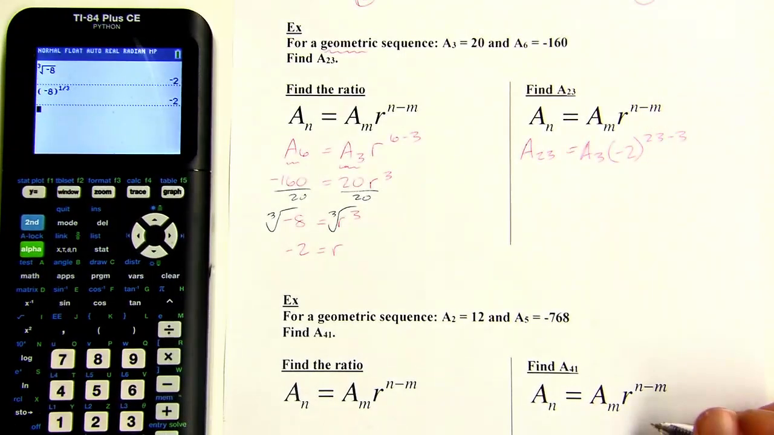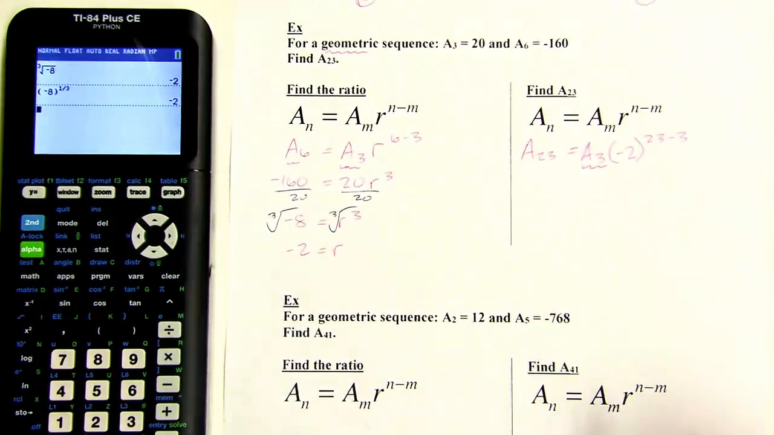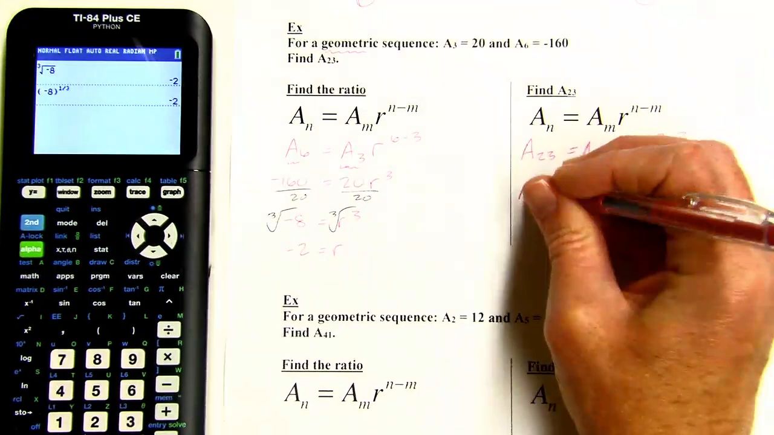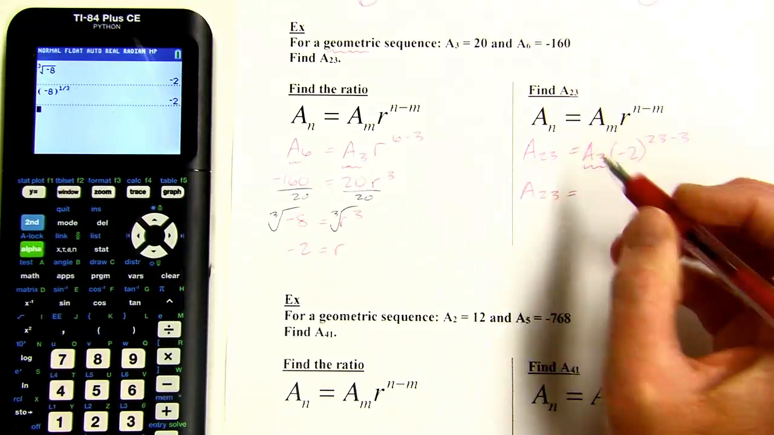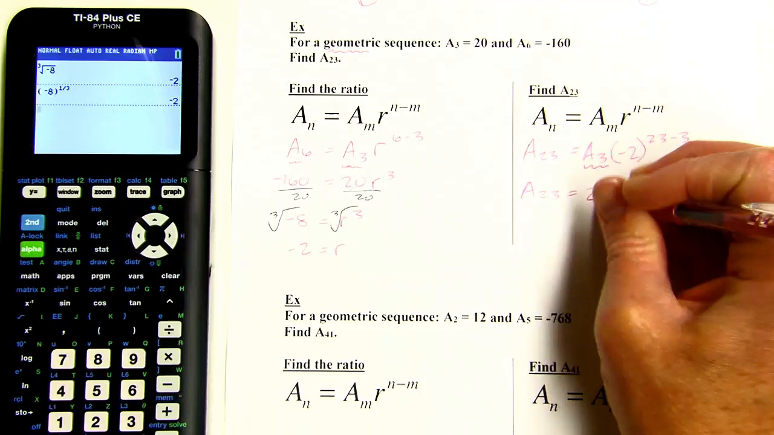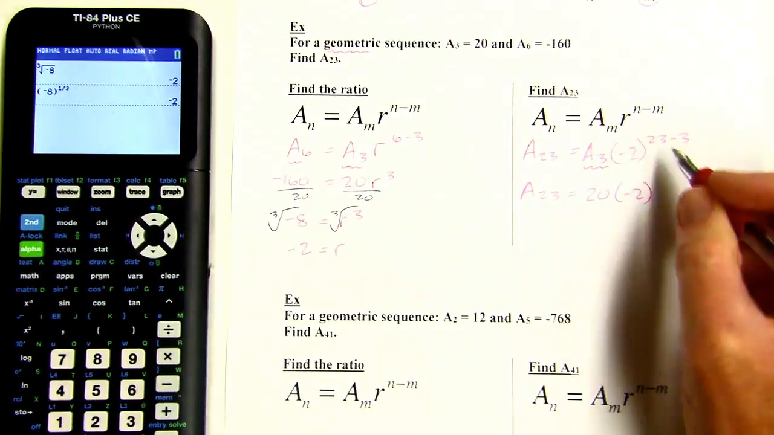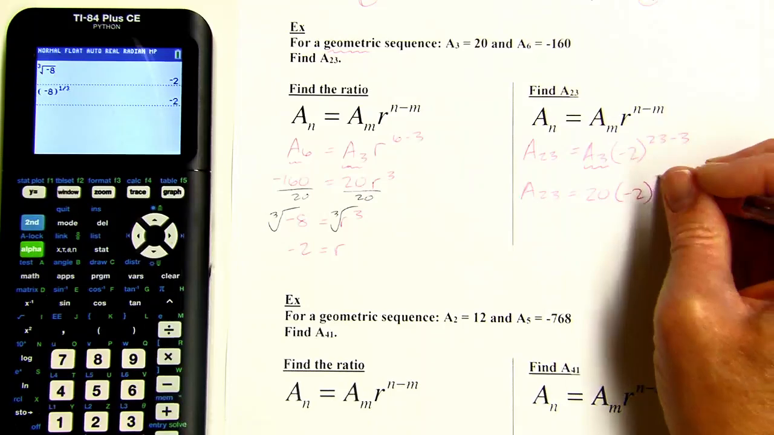Okay, and then I can plug in the actual value of a sub 3. I don't know a sub 23 yet. That's what I'm trying to figure out. But I know a sub 3 was 20. Okay, and then I can simplify the exponent there to 20.